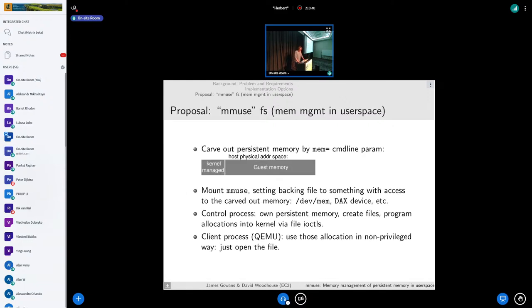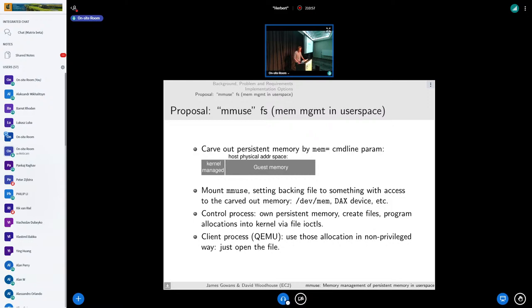So I think I've hinted at this already, but this is roughly the suggestion. You carve out a large chunk of your host memory to not be kernel managed, through something like a memmap command line parameter. And that is then your persistent memory.